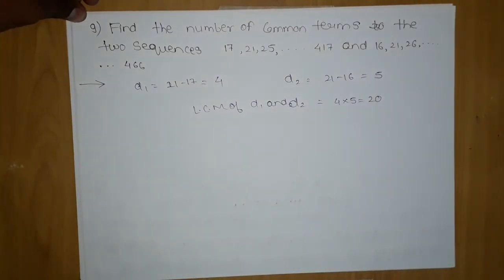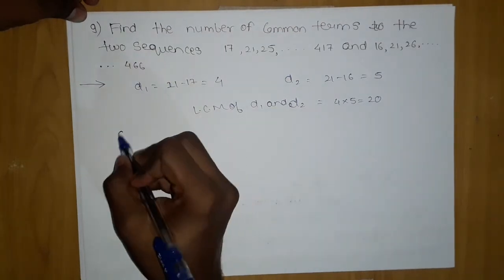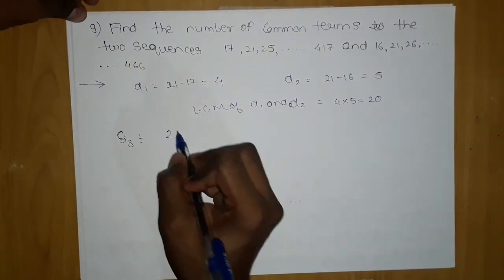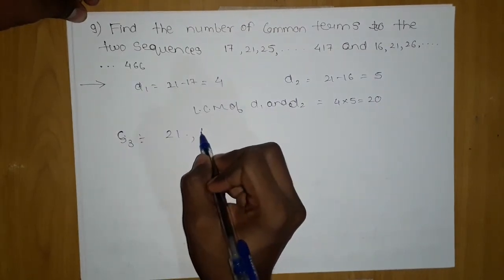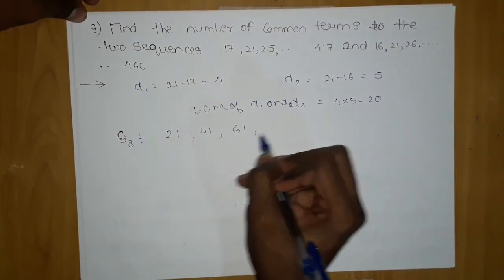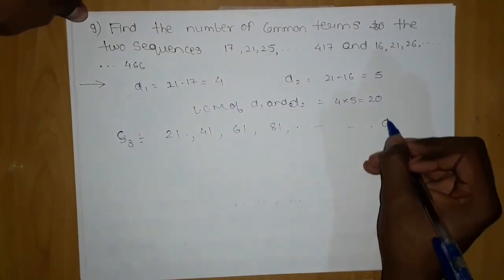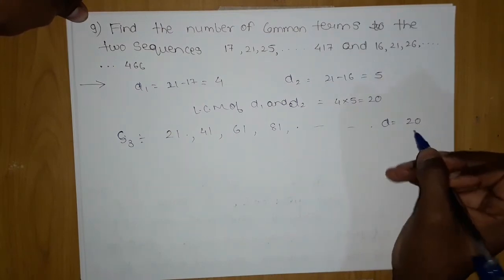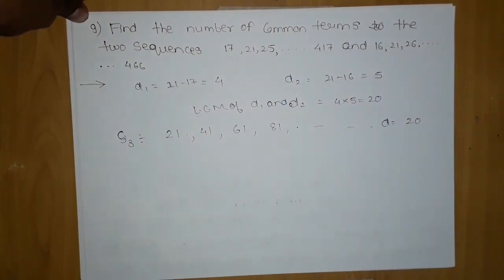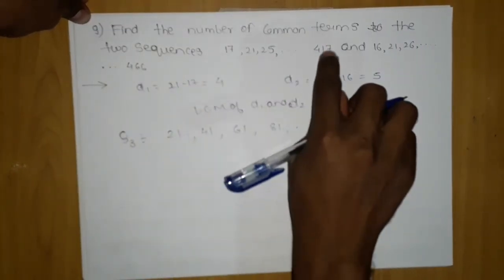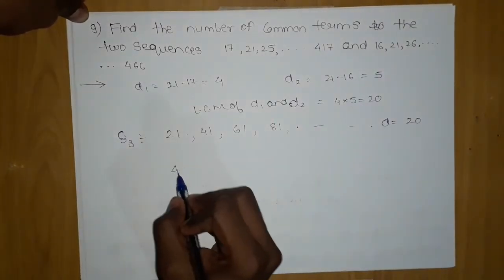So we want the first common term. The common series, let me call it S3, is 21. Then I add 20, which brings me 41, then 61, then 81. So I got the sequence pattern, where D is 20. Now we want to find the last common term. Now say that 417 is the last common term.